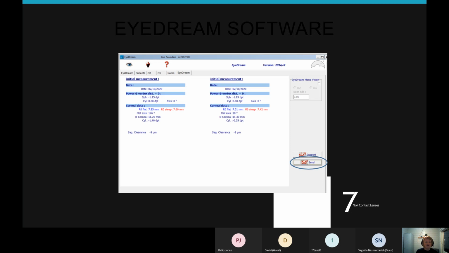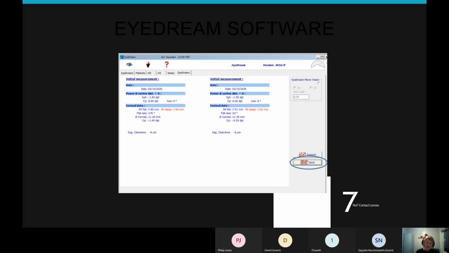Then you can click on this EyeDream tab and you'll see a set of summary data that goes off to the lab. But the raw topography also goes off to the lab. You just don't see that at this stage. And that means that at our end, we can do exactly the same things as you were doing. So we can change between axial and tangential. We can do normalized, absolute, etc. So rather than just sending us a topography file, we've got everything all together in the same place.